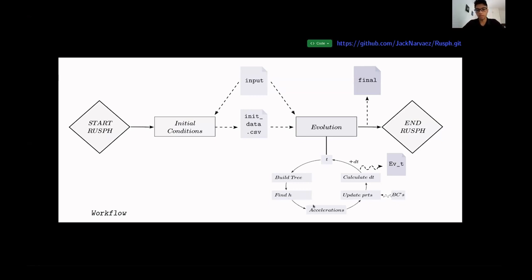After that, we calculate accelerations. Then we update the particles taking into account boundary conditions. And then we calculate the next time step in such a way that the system is stable over time. And we store the results in binary files. So let's take a look at some of our results.